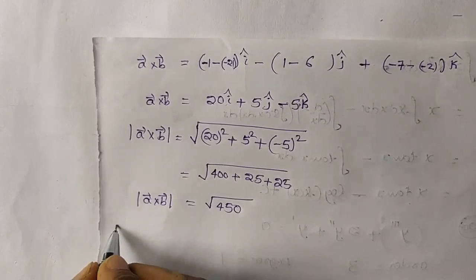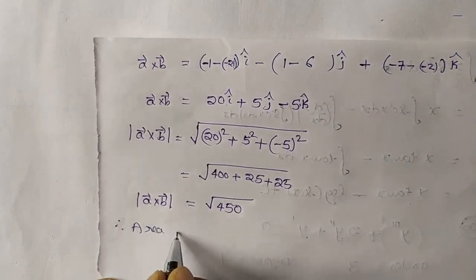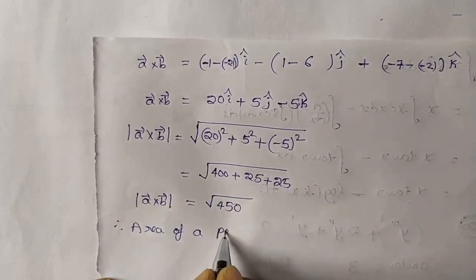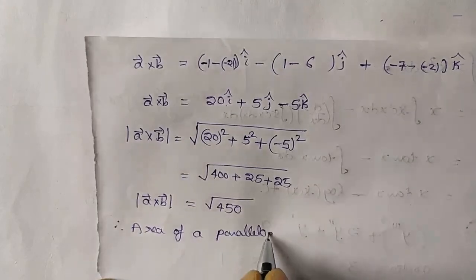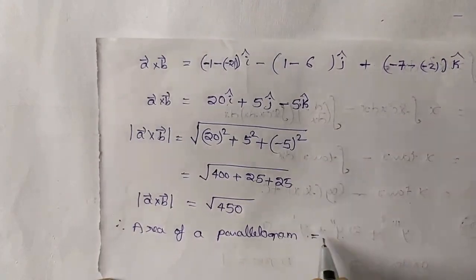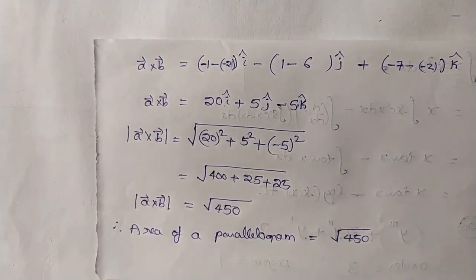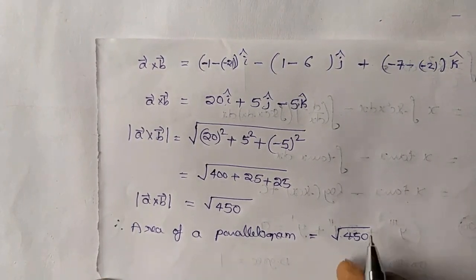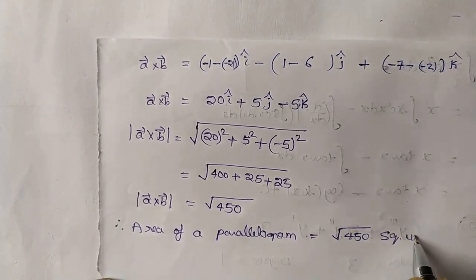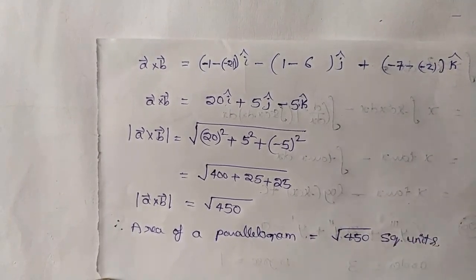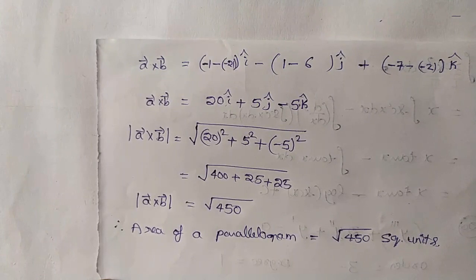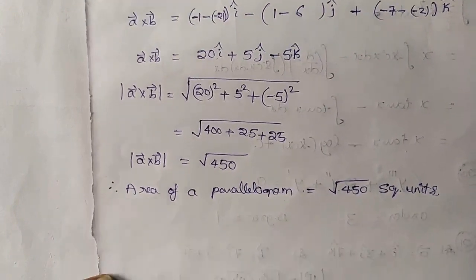Now write the conclusion. Therefore, area of a parallelogram equals to square root of 450 square units. Hence, it is a solution for this question. Now let us move on to the next question, 23rd question.